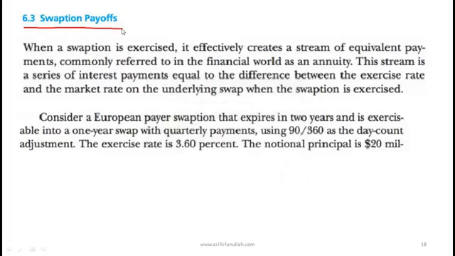Section 6.3 in the curriculum, which is swaption payoffs. When a swaption is exercised, it effectively creates a stream of equivalent payments, commonly referred to in the financial world as an annuity. This stream is a series of interest payments equal to the difference between the exercise rate and the market rate on the underlying swap when the swaption is exercised. Now, this is a reasonably straightforward statement, but to understand this, we need to look at an example.